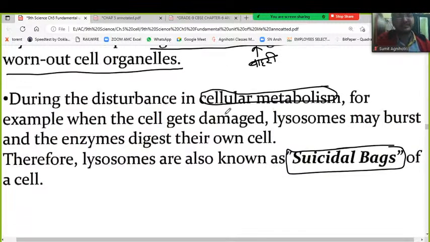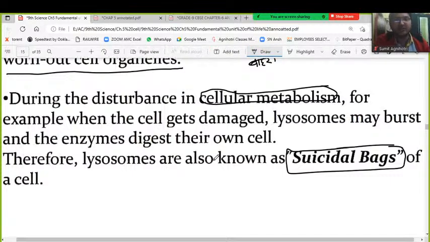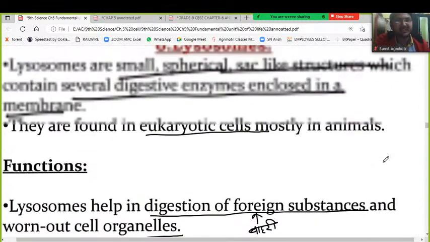During a disturbance in cellular metabolism, for example, when the cells get damaged, lysosomes may burst and the enzymes digest their own cell. Therefore, lysosomes are known as the suicidal bag of the cell. Why do we call them the suicidal bag of the cell? Lysosomes are the suicidal bag of the cell.